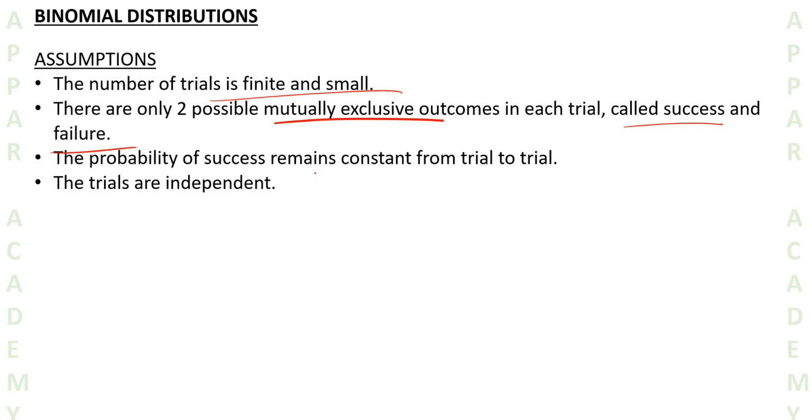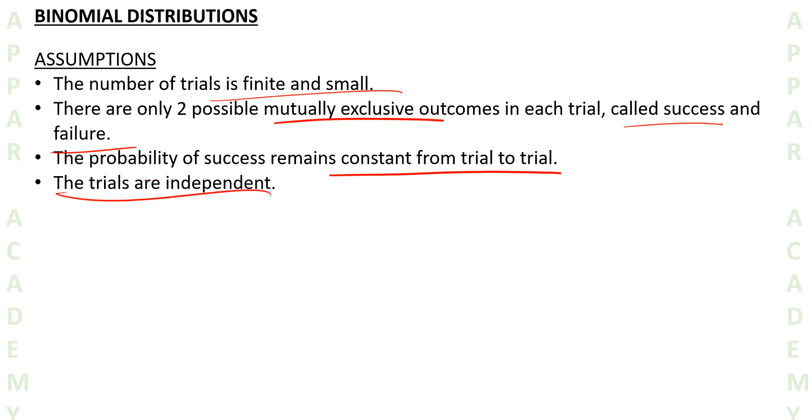Third, the probability of success remains constant from trial to trial. This is very important. That is, the probability of success does not change with the number of trials we are working on. Let's suppose we are taking an experiment of 5 trials. Now the probability of success will remain the same when we are doing the first trial, and it will remain the same even when we are doing the fourth trial. So it won't vary with the number of trials in the experiment. It will always remain constant, independent of the experiment and the number of trials.